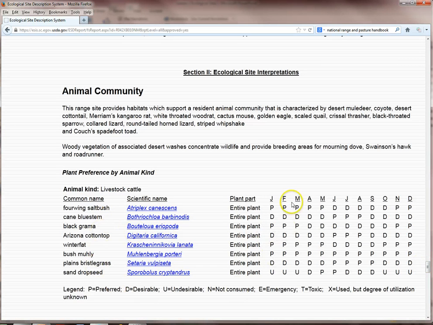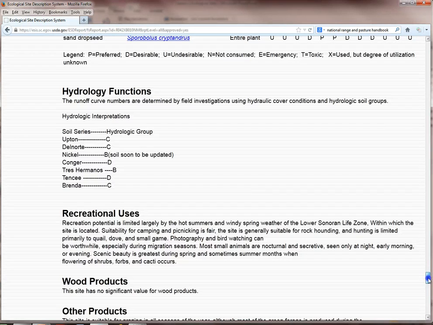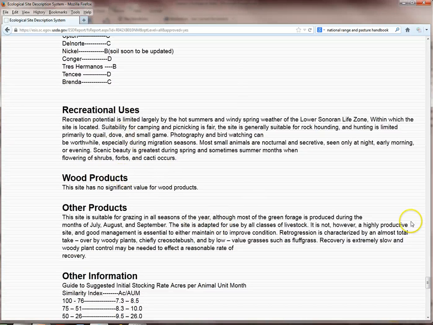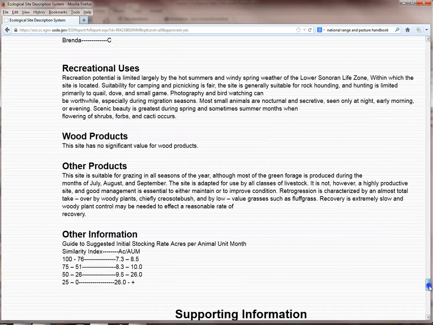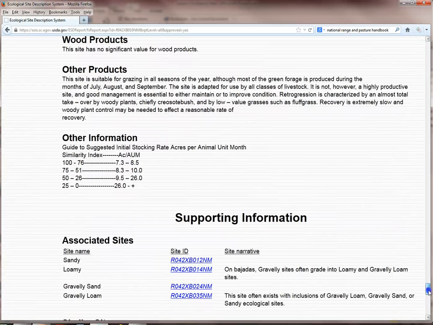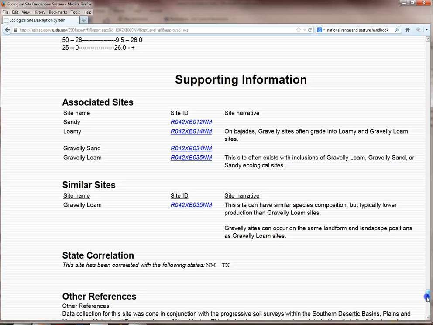Certain species are identified in terms of their preference, desirability, etc. There's also information about hydrologic function of the site, typical recreational uses, wood products, and other types of products from the site. We also often will find generic or tabular format stocking rate recommendations for a typical site, assuming a certain amount of production. Finally, we do see supporting information about the ecological site that went into creation of the ecological site description.